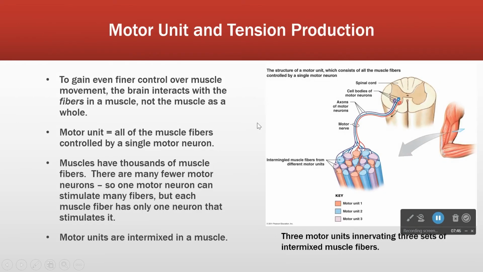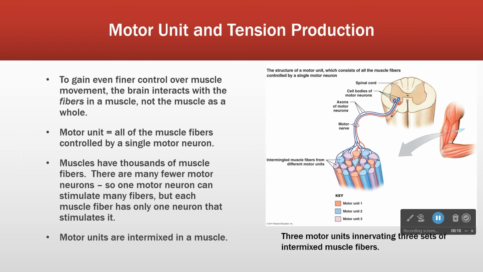All right, so if we zoom out a little and look at the muscle as an organ, the individual fibers in that muscle have an arrangement with the brain, okay? And that arrangement is called a motor unit. So a motor unit is all of the muscle fibers that are controlled by a single motor neuron. That statement implies that one motor neuron controls many muscle fibers, and that is correct.